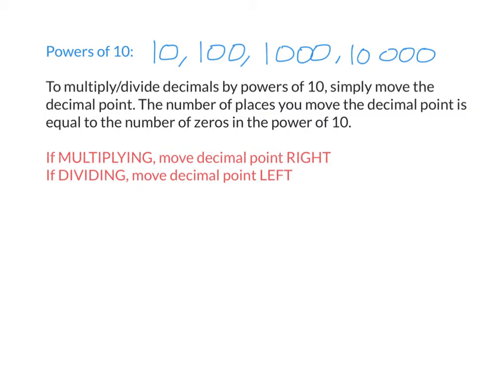Let's look at some examples. Let's say I want to do 3.041 times 1,000. So I have a decimal multiplied by a power of 10. The power of 10 has 3 zeros, so I move the decimal point 3 spots and I go to the right because I'm multiplying.